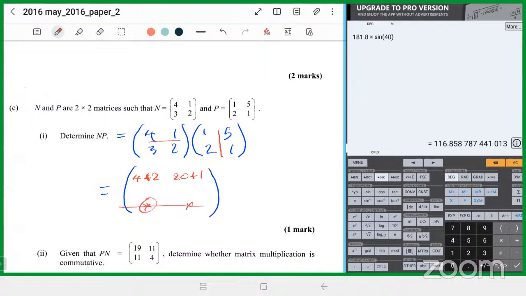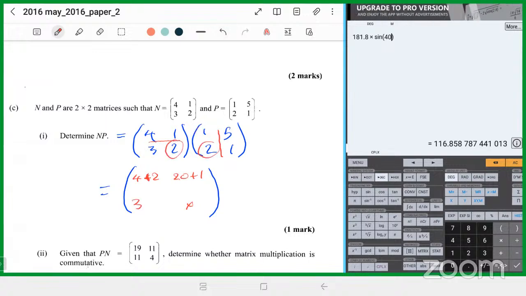Now the next value is in the second row and the first column. So to get it, we use this second row with this first column. Multiply them the same way. First element in the row times the first element in the column, second element in the row times the second element in the column. 3 times 1 and 2 times 2. 3 times 1 is 3.